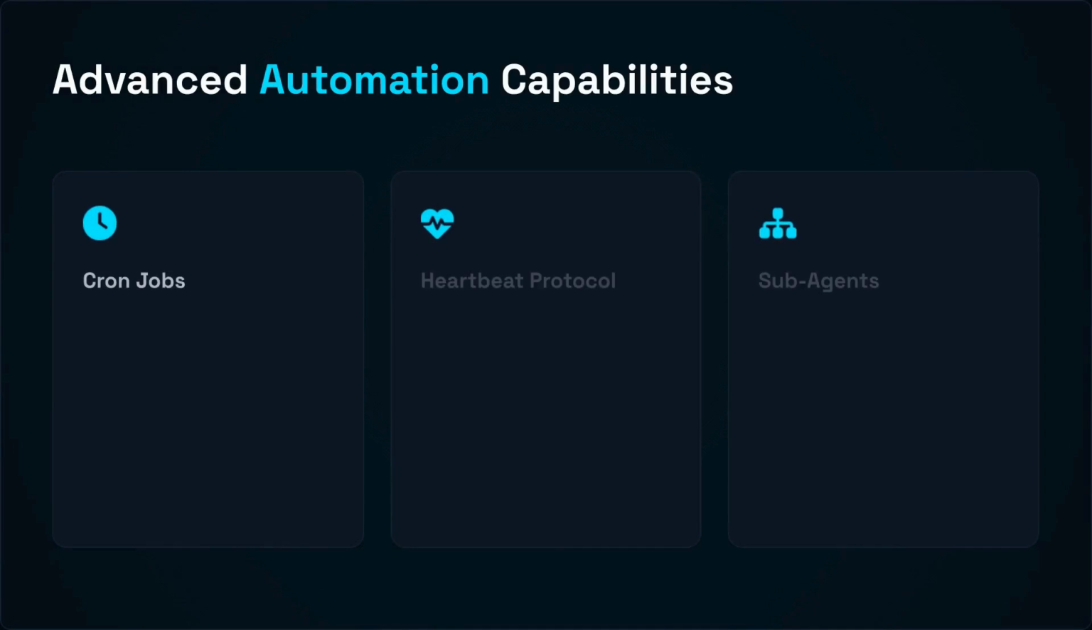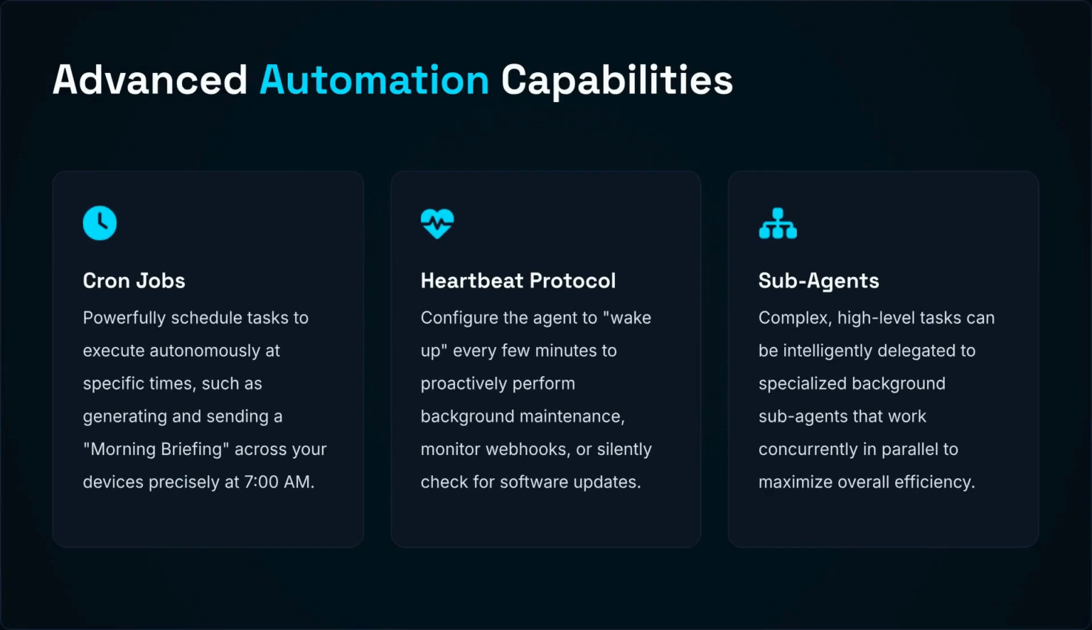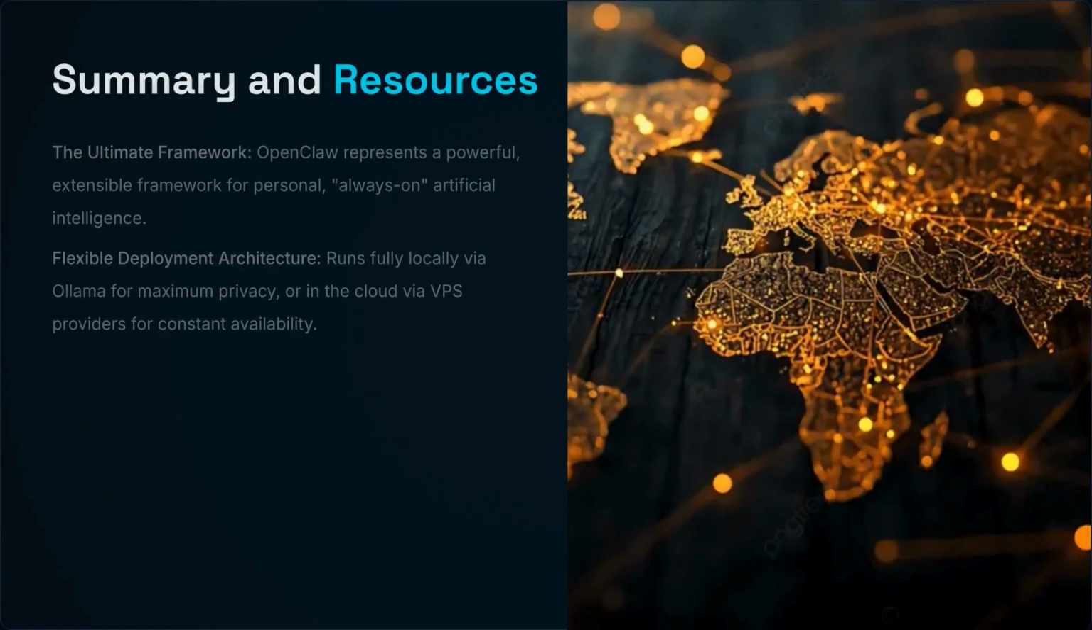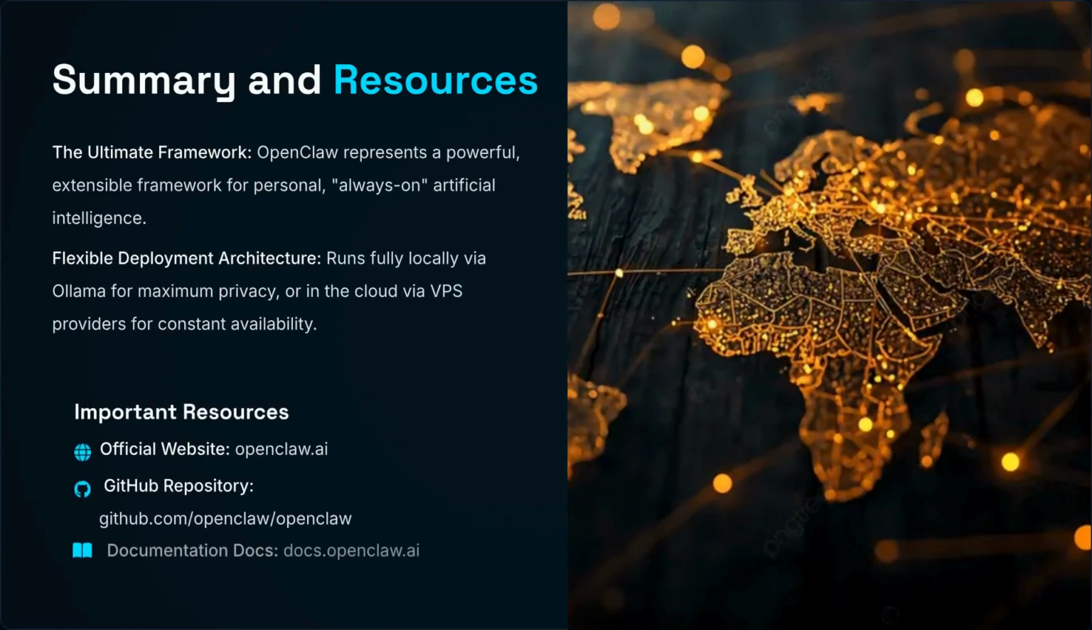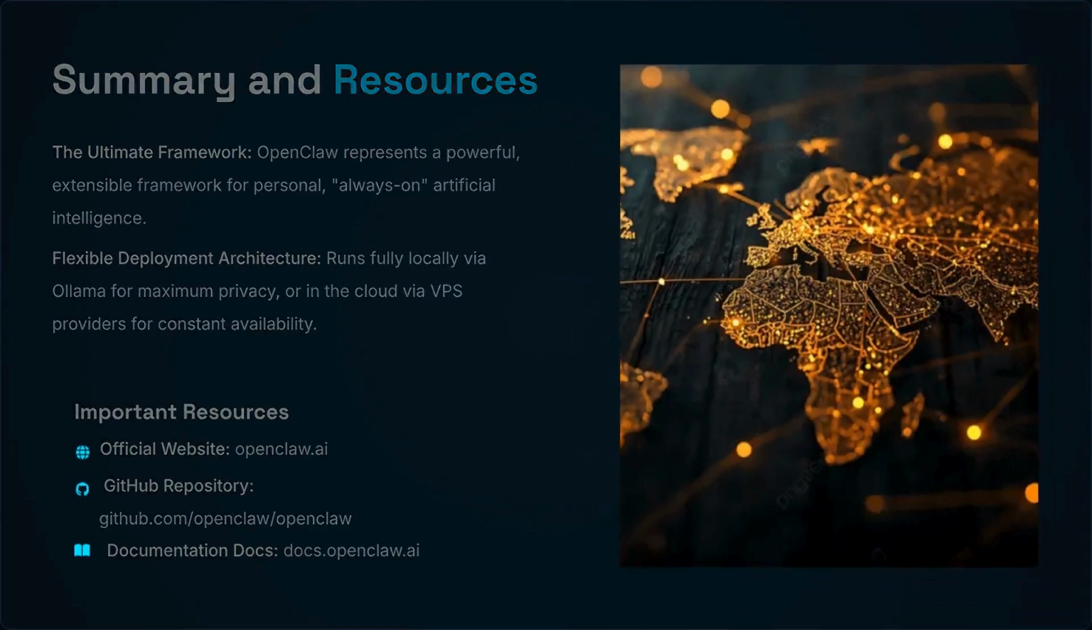OpenClaw offers advanced automation features. You can use cron jobs to schedule tasks, such as sending a morning briefing. The Heartbeat protocol allows the agent to proactively perform maintenance or check updates. Finally, sub-agents can handle complex, parallel tasks. In summary, OpenClaw is an extensible framework for always-on personal AI, offering flexible deployment, either locally via Ollama for privacy or on a VPS for constant availability. Important resources include the official website, GitHub repository, and documentation.